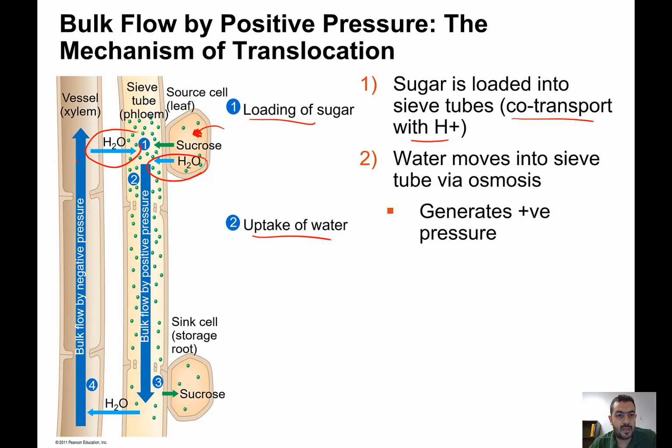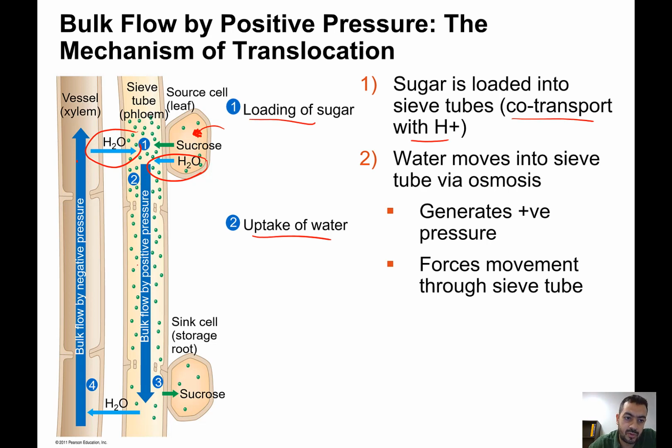Since the sieve-tube elements are composed of rigid cell walls and they are not going to extend, the rigid cell walls will stay in place, and this will generate a positive pressure. This positive pressure pushes the water, which is now carrying loads of sucrose, so pushing this phloem sap through the cells of the sieve-tube elements until they reach the sink.